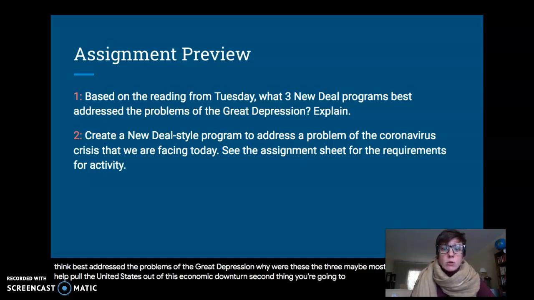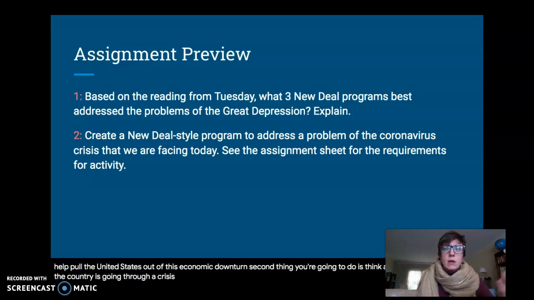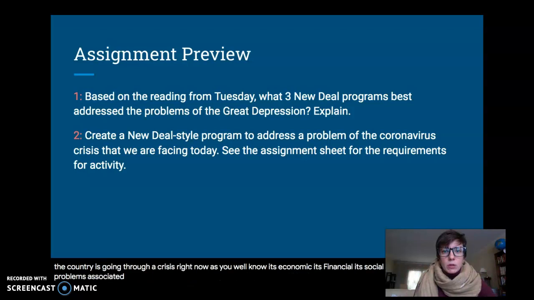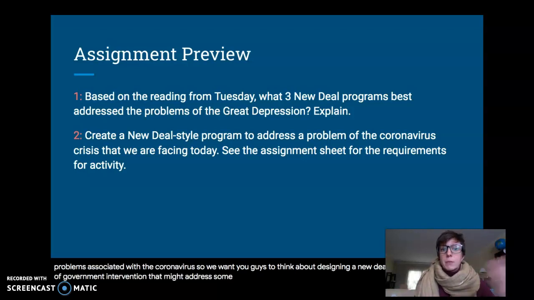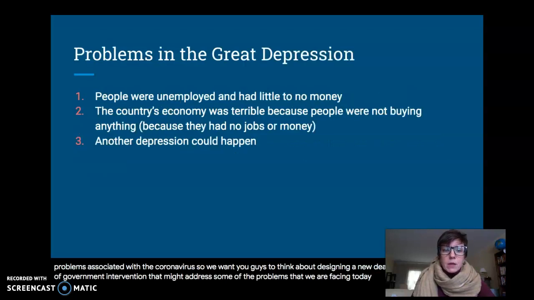Second thing you're going to do is think about our current moment. The country is going through a crisis right now, as you well know. It's economic, it's financial, it's social, it's medical. There are a lot of problems associated with the coronavirus. So we want you guys to think about designing a New Deal style program, a program of government intervention that might address some of the problems that we are facing today.